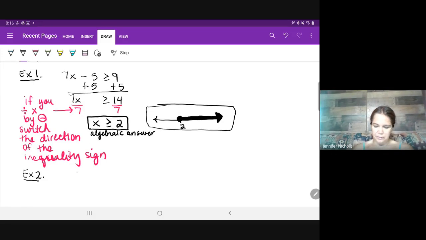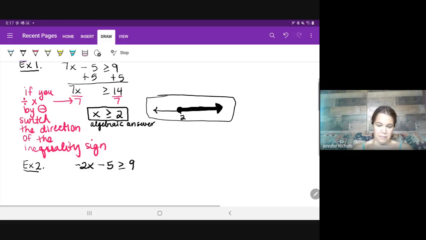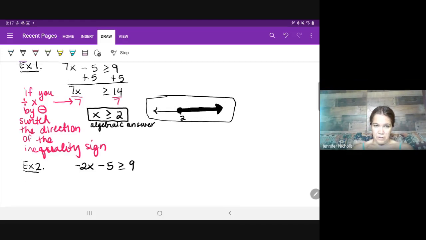Example 2: negative 2x minus 5 greater than or equal to 19. So, a similar question. What's the first thing that we do?